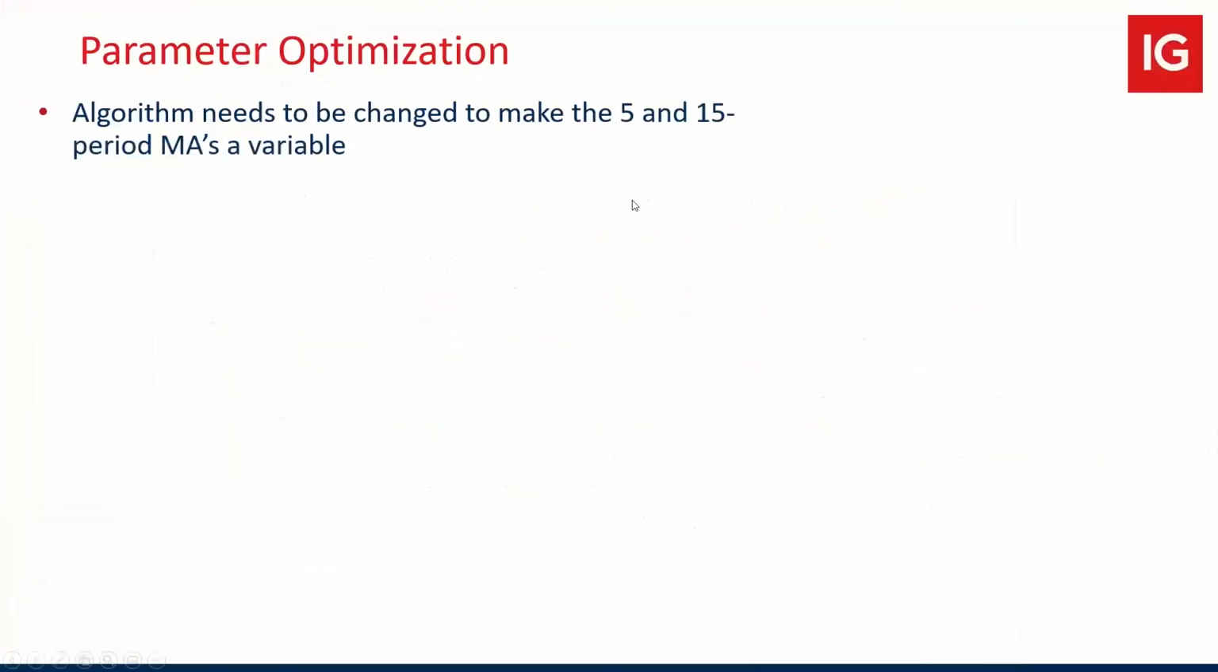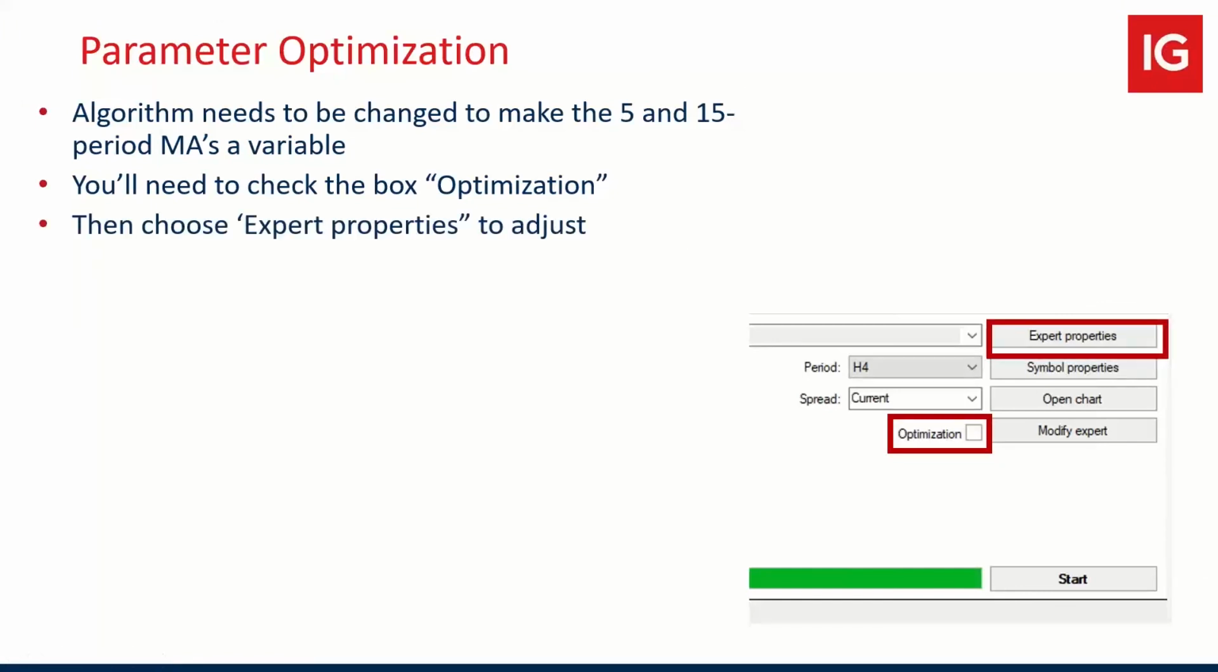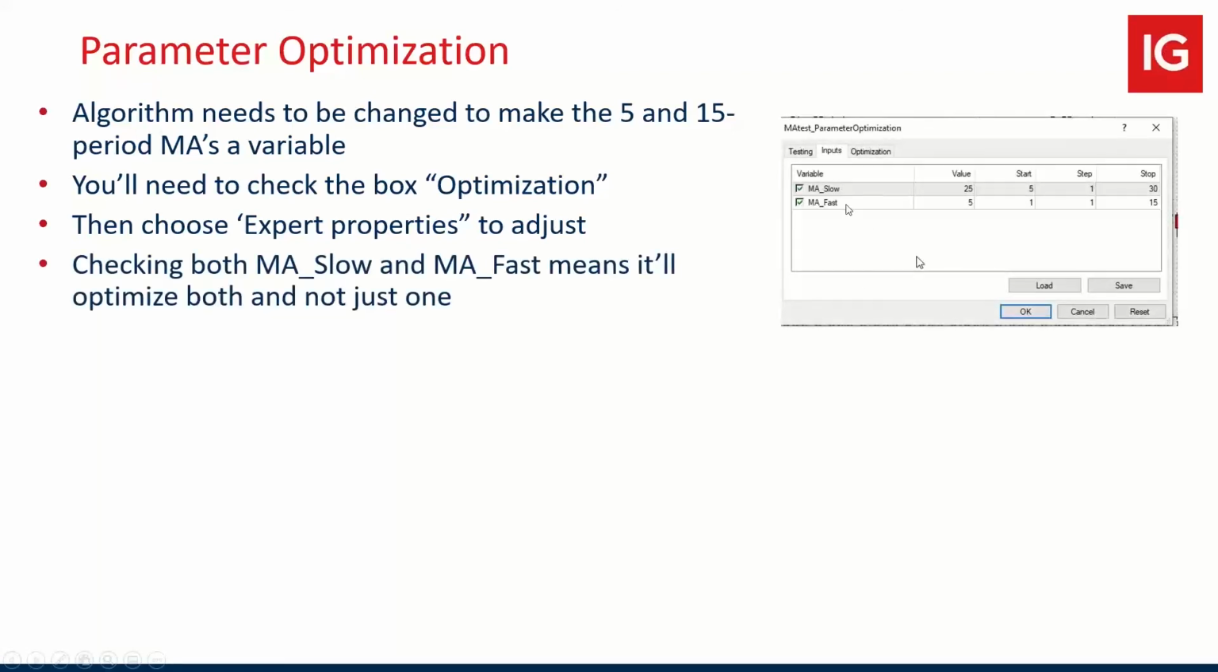But let's go ahead and run parameter optimization. To do that, you remember how I had it checked optimization? You need to check that box. And you also need to then select expert properties to adjust. And this is what you can adjust. It'll let you adjust your variables, MA slow and MA fast.